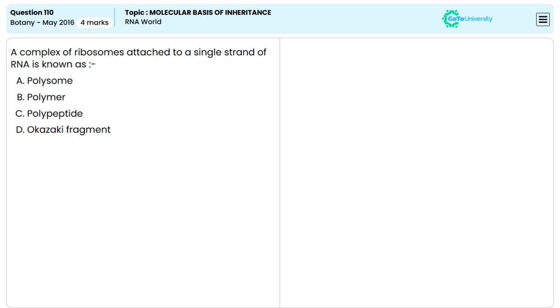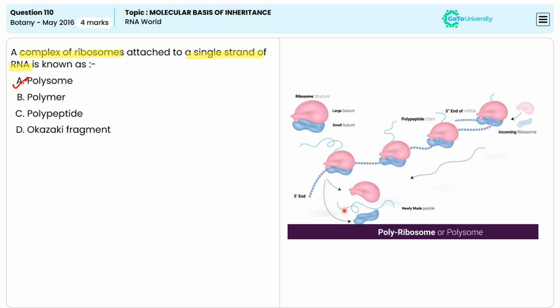What is the complex of ribosomes attached to a single strand of RNA known as? The answer is option A, polysome. Polysome refers to the complex formed by multiple ribosomes attached to a single RNA molecule during translation. So it is also known as polyribosomes.